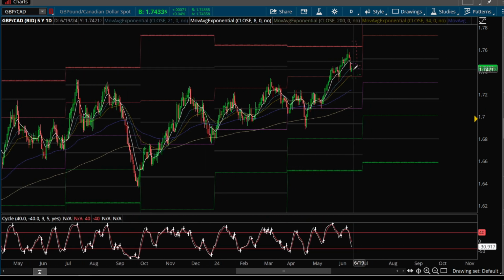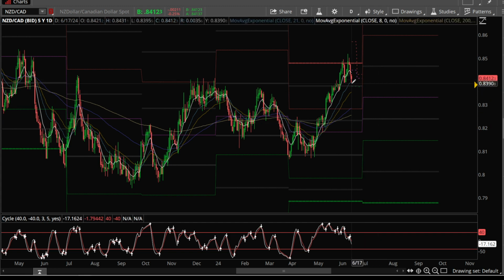I'll probably wait for a daily close above the 8, and then we can go into buy mode on the smaller time frame. All right, so that is that. What else do we got? I like New Zealand. All right, New Zealand CAD's coming down too.